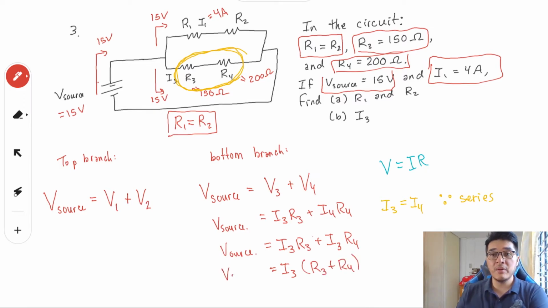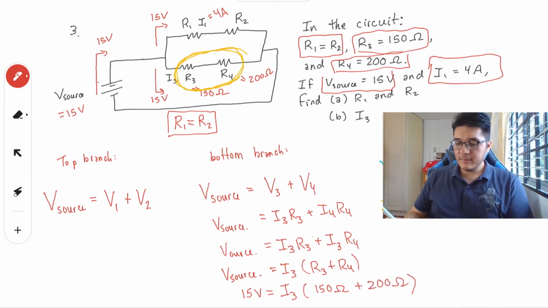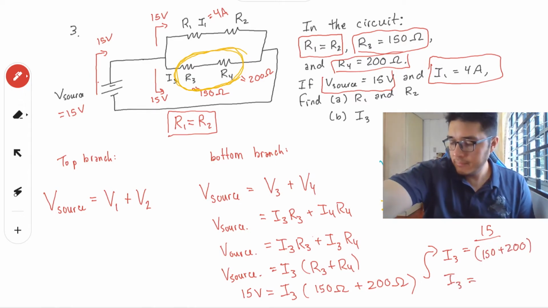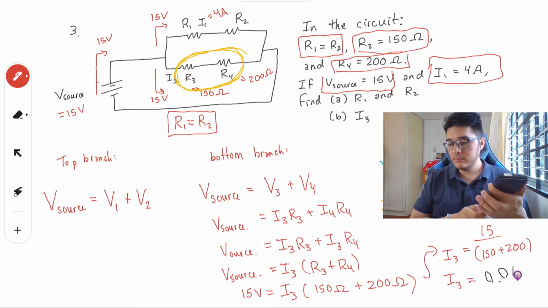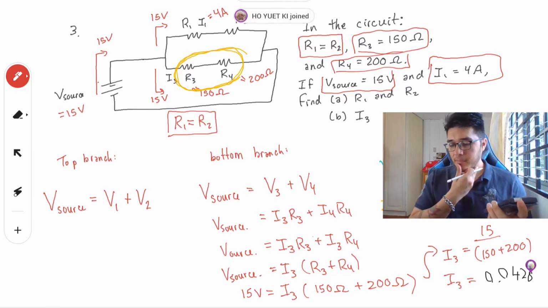And at this stage, all we have to do is put in all the values that we were given. The voltage at the source is 15 volts. The current at 3 we don't know. And the resistance at 3, it was given to us, 150. And at 4, it was 200 ohms. So now we can isolate for the current at 3. And what do we get in that case? Yeah, that's pretty good.